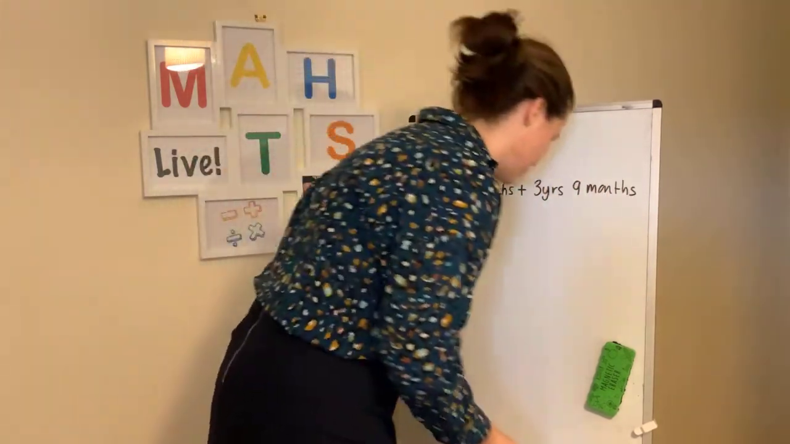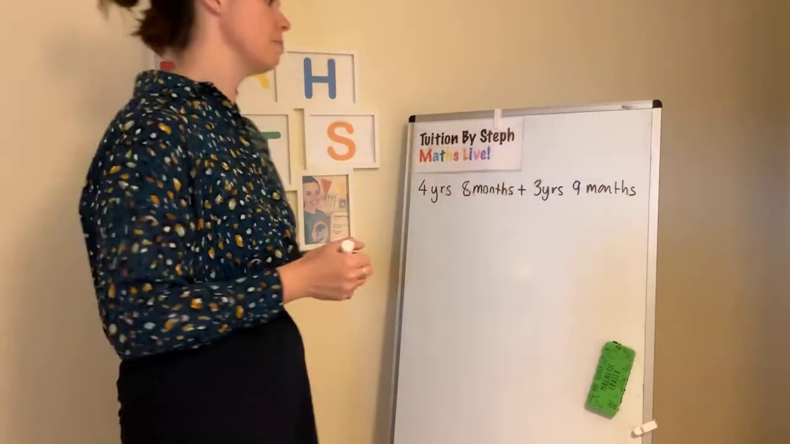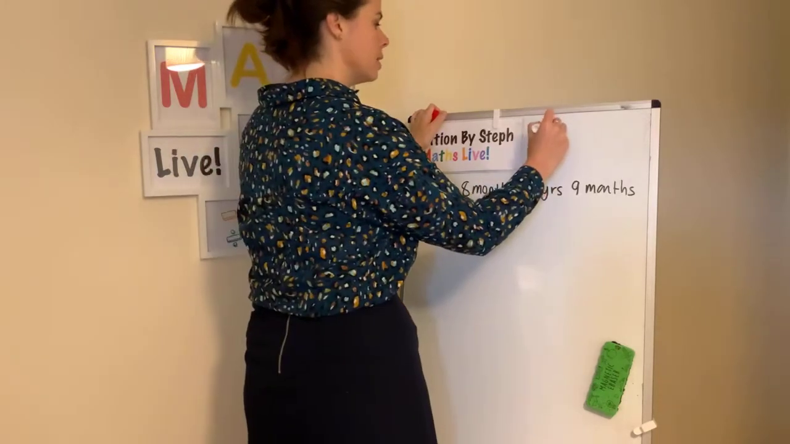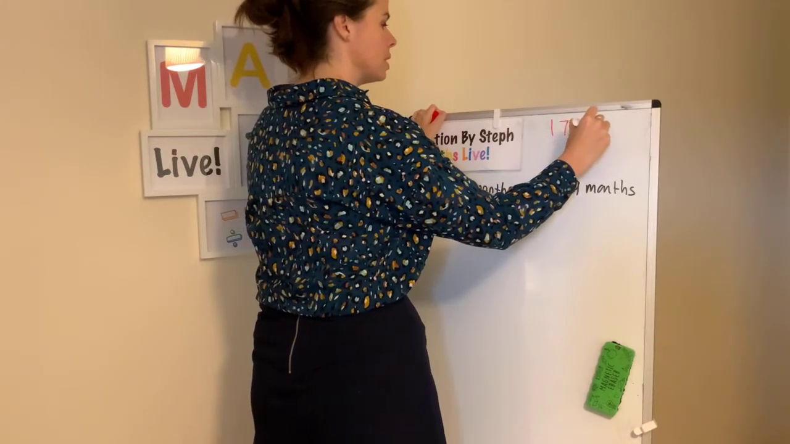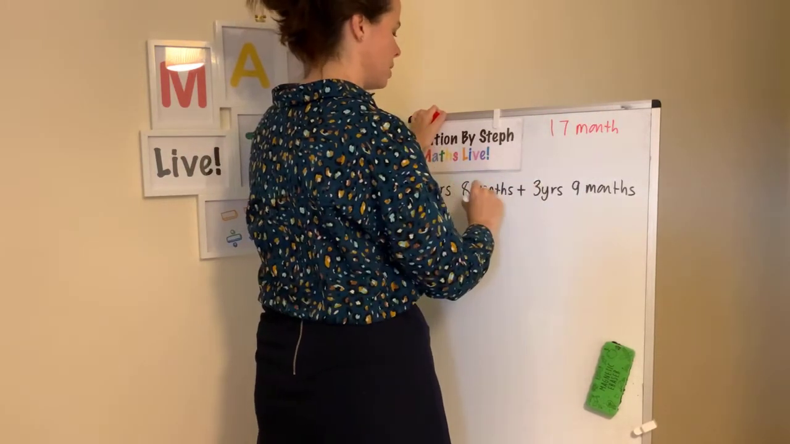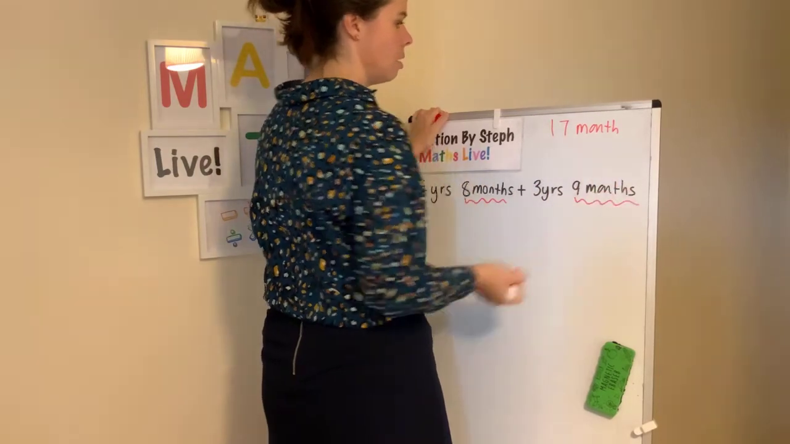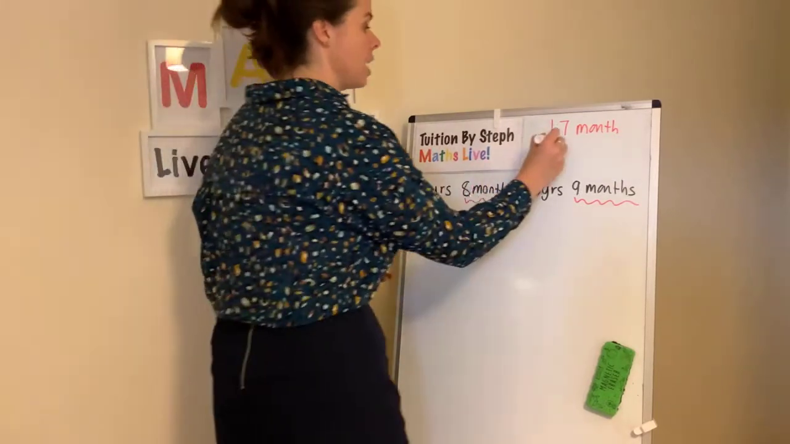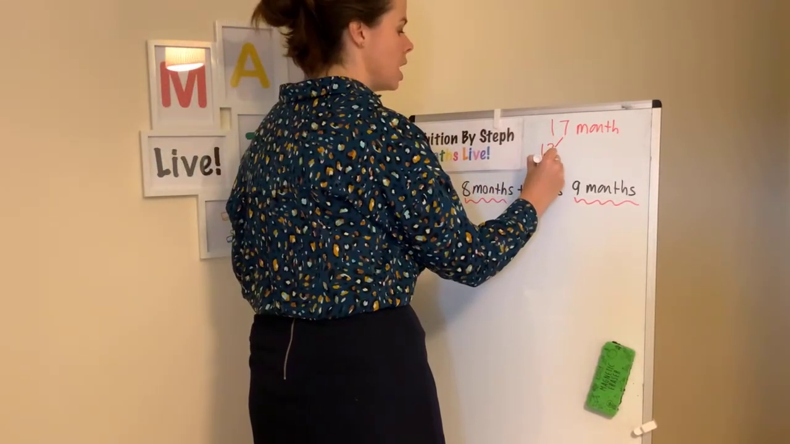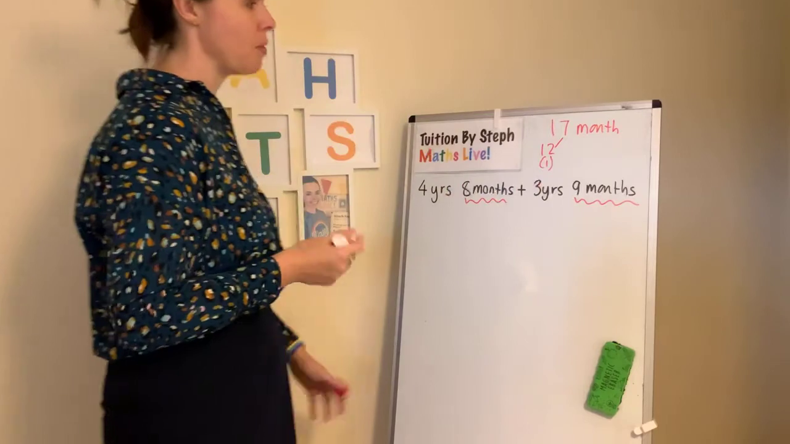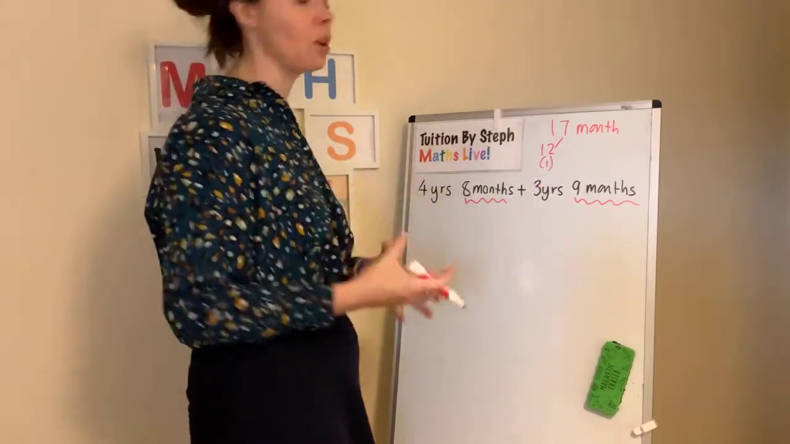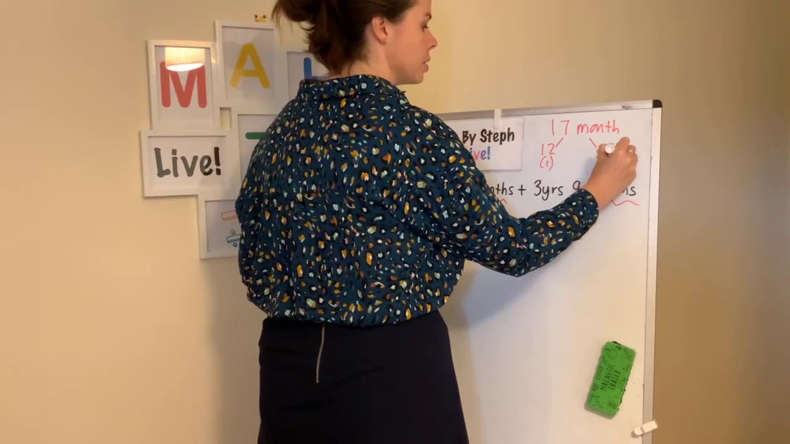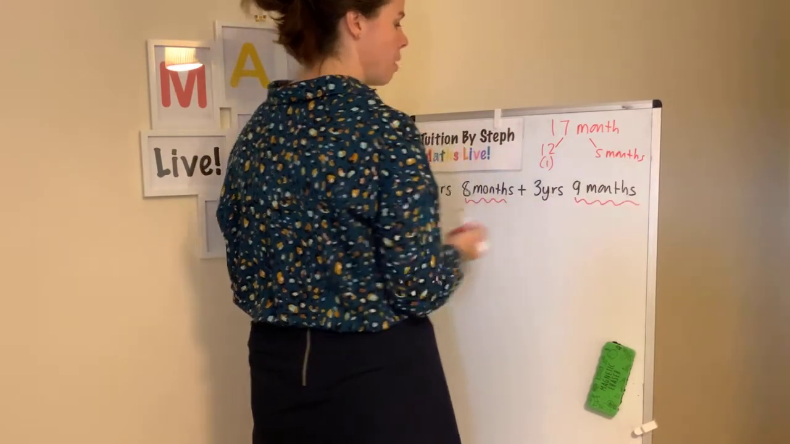Right. So again, start with the lowest amount. 9 plus 8 is 17. So we've got 17 months when we add these two together. Okay. Now, remember, there's 12 months in a year. So 12 months is 1 year. So we've got a whole amount that we can transfer over. And then the remainder is 5 months. So that's going to be the main part of our answer.